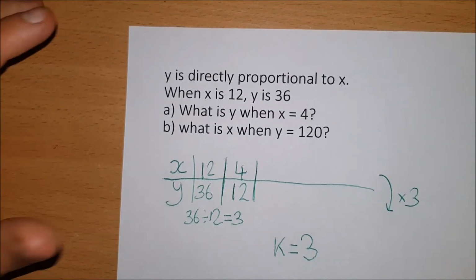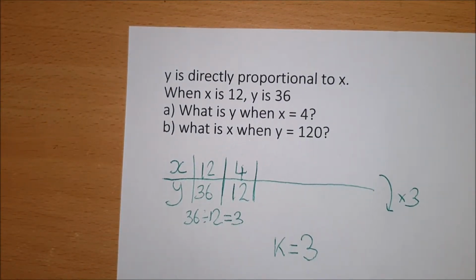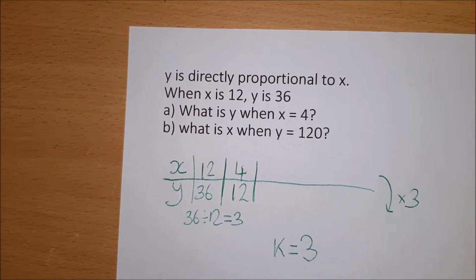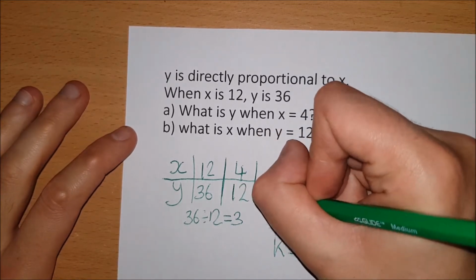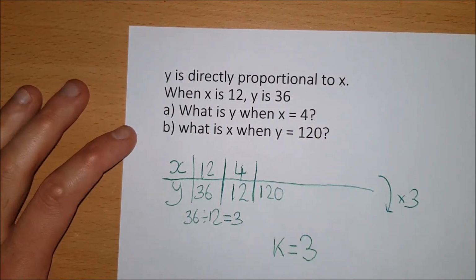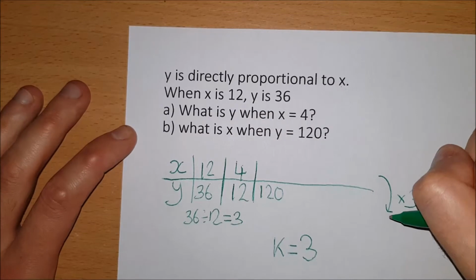So now we've got a new part of the question, but that constant remains the same through all of the question. So it always times by 3. So what is x when y equals 120? Well, we just need to fill in that y is 120. And we times by 3 to get from the top to the bottom.